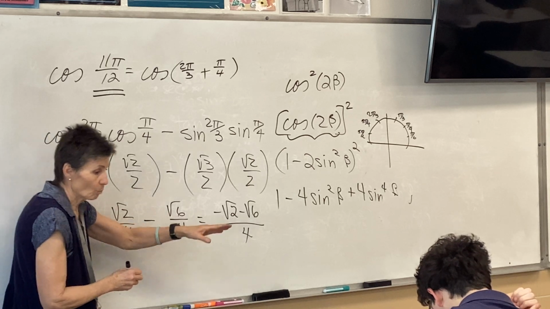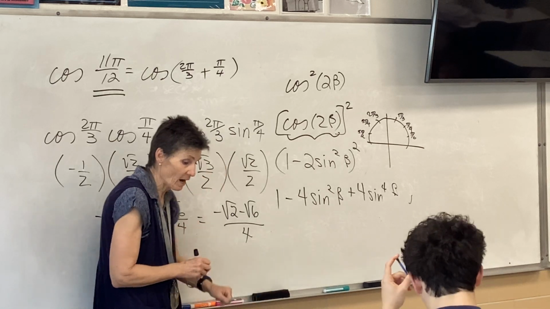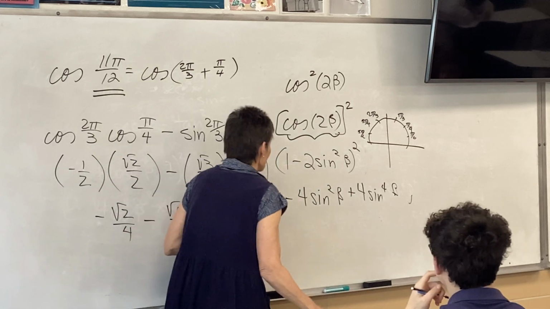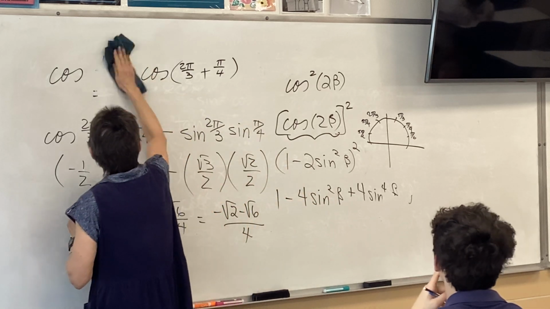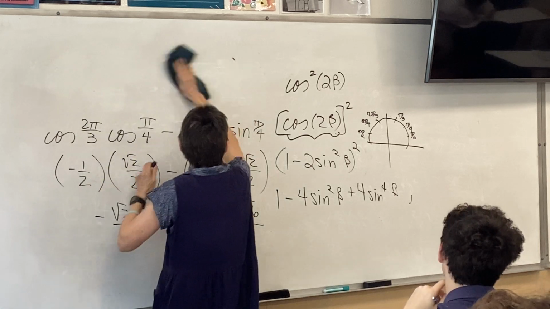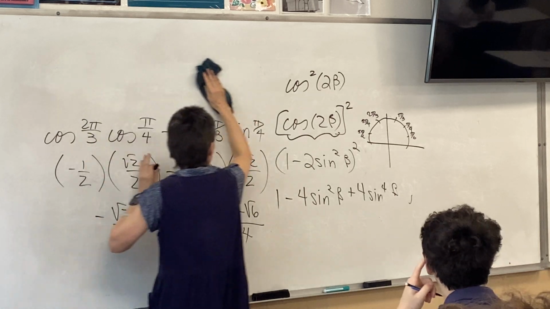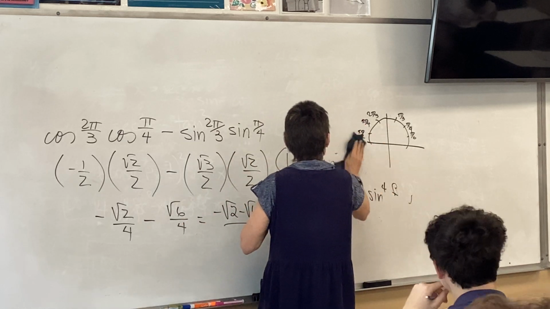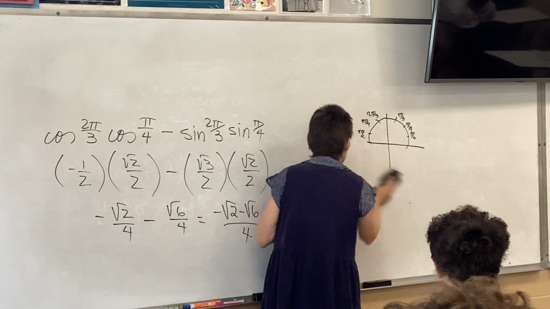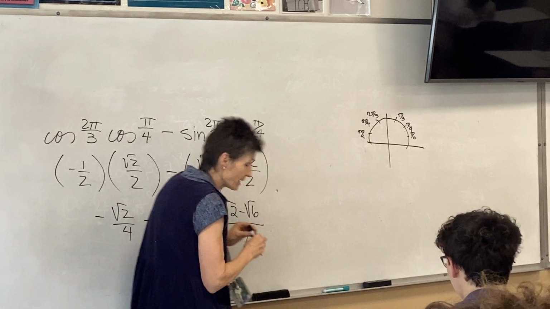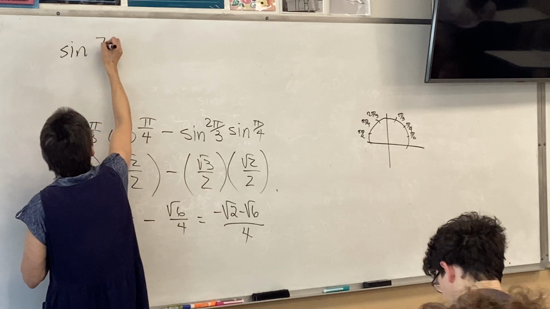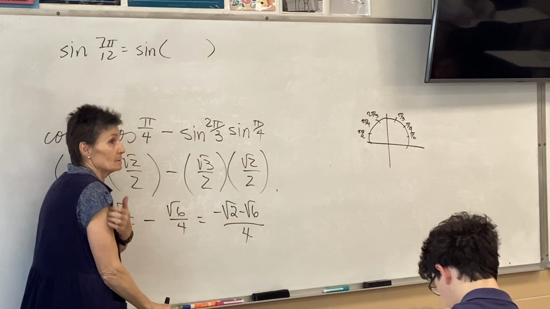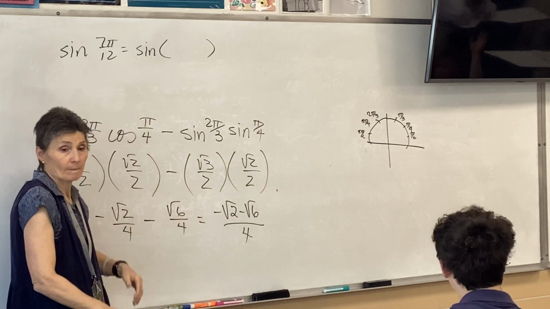Okay? So one more. Let's try number 5. The sine of 7 pi over 12. So now you're doing the same thing. We're doing the sine of 7 pi over 12. Don't say anything. Everybody see if you can figure out, using your unit circle angles, a way of expressing 7 pi over 12. You're either adding or subtracting.